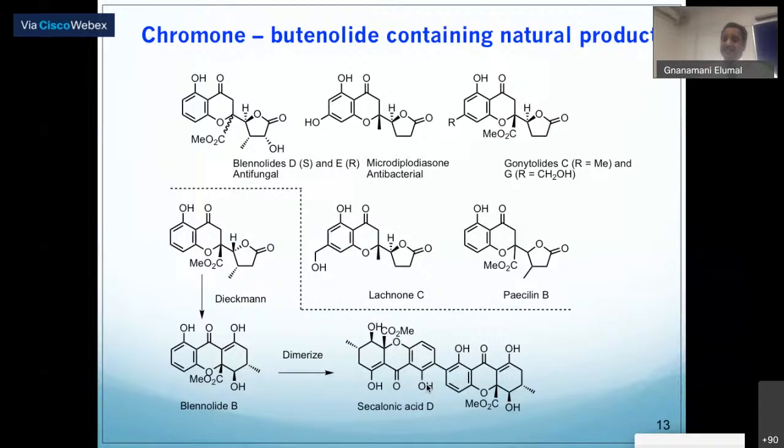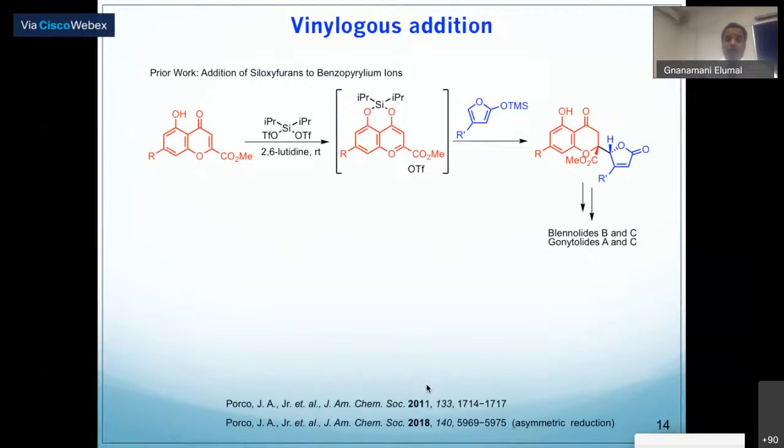Some of them may be resolved using a chiral resolving agent. There are a few reports available. One I have given is Porco et al., who is working on chromone-related chemistry for natural product synthesis. This work was published in 2011 in racemic version. First they make the benzopyrylium ion, which is unstable, then further treatment with a siloxyfuran derivative gives this Michael addition product.